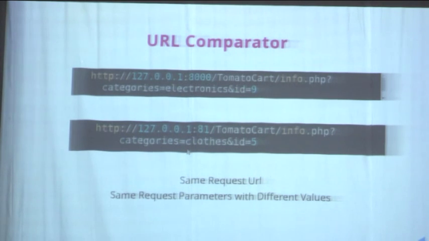Second is the URL comparator. You can see that the two URLs are the same. Only the request parameter values are changed. So they are actually calling the same URL, but giving a different parameter. It's like they are asking for a different product, some different variety. So they will lead to the same DOM state.